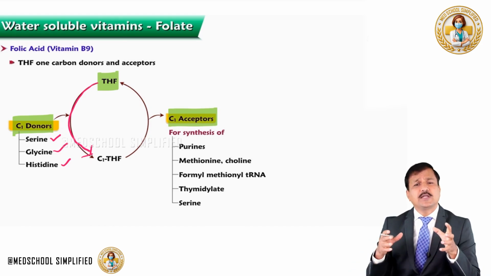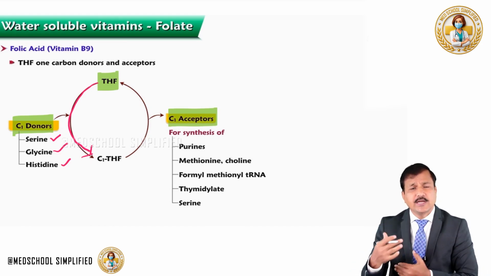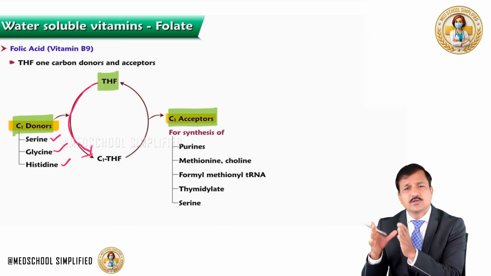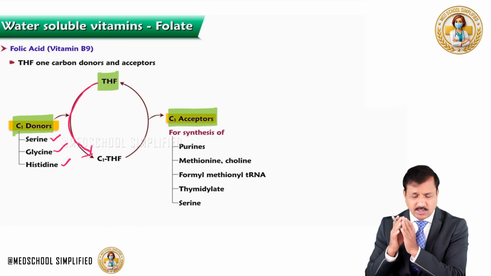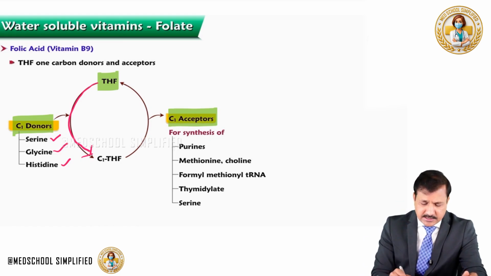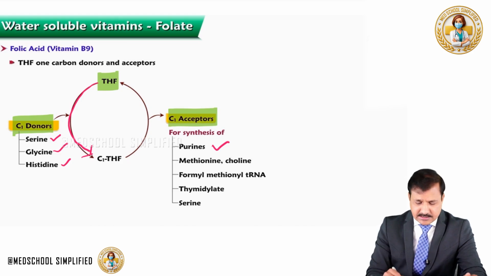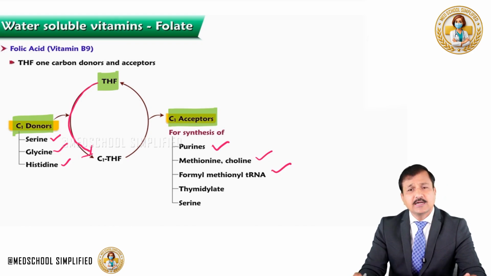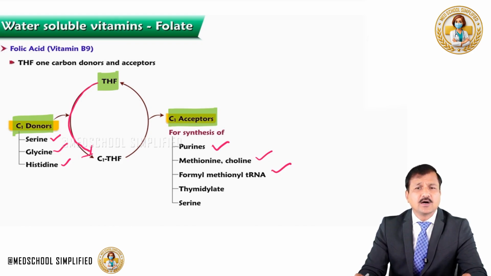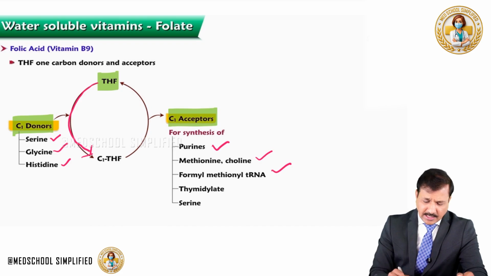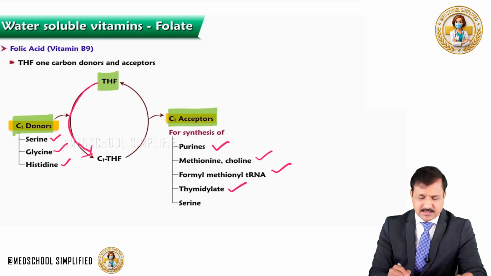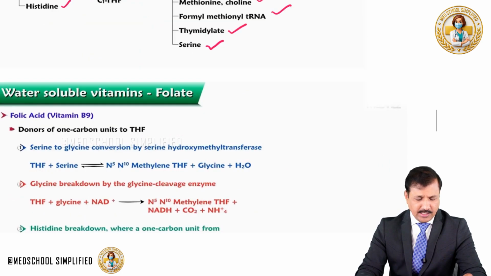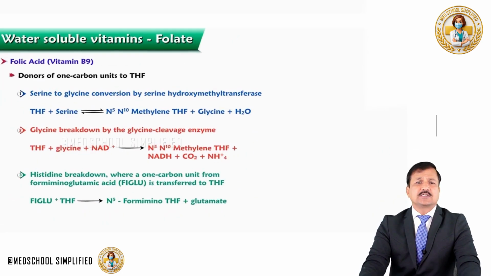And this 1 carbon derivative of tetrahydrofolate can donate that 1 carbon, that is a single carbon unit, to molecules that are involved in synthesis processes. What are the molecules that can be synthesized? It is the purine synthesis, it is methionine and choline formation, or it can be formyl methionyl tRNA involved in prokaryotic protein synthesis, thymidylate formation in DNA synthesis, and serine synthesis. Let's look into each one of these reactions in detail.